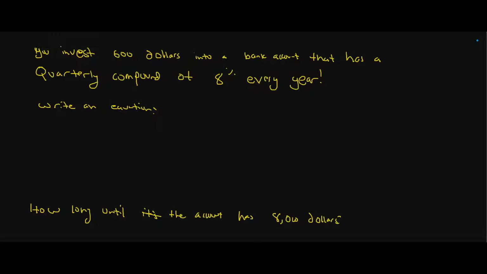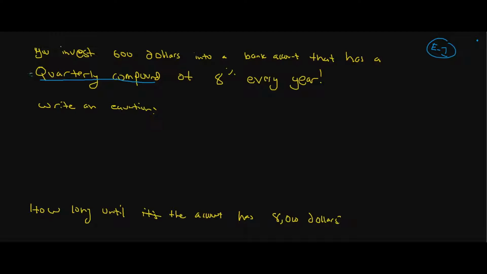You invest $600 into a bank account that has a quarterly compound of 8% every year. We want to write an equation that models this, and then how long until the account has $8,000, right? Well, first thing is, if you need a more in-depth video, I would recommend going to E1 on my playlist and looking at compound interest. All right, well, let's start off with what is quarterly compound.